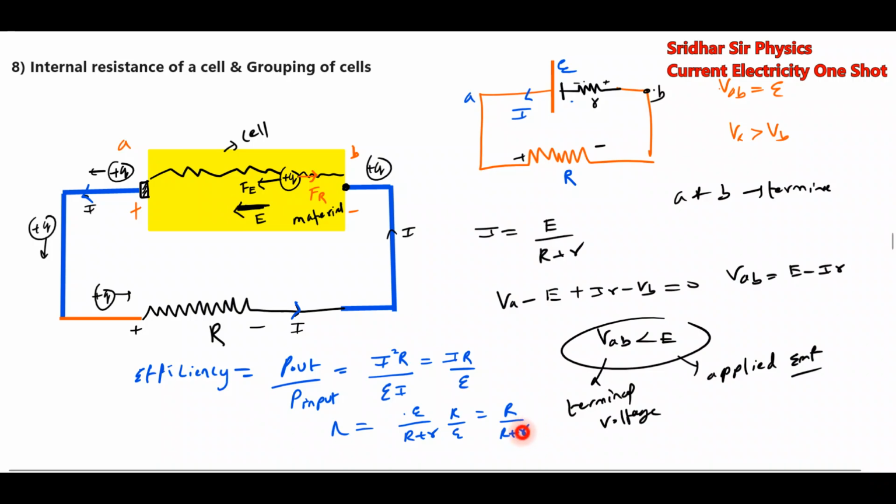If the internal resistance is 0, then efficiency will be 100%. If internal resistance is more, then efficiency will decrease. So what should be the internal resistance of a cell? It should be as low as possible. If internal resistance is 0 here, then the terminal voltage will be the applied EMF. So internal resistance of cells should be as low as possible. This is a basic idea of a cell.